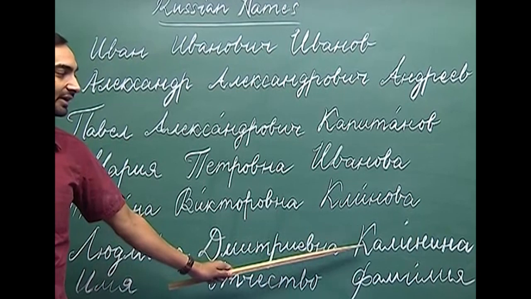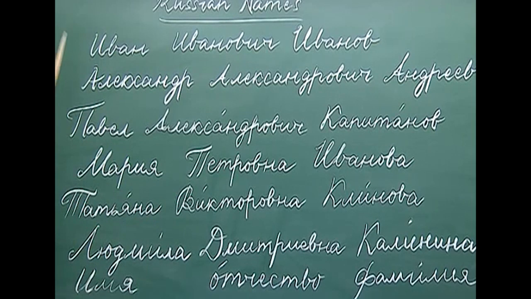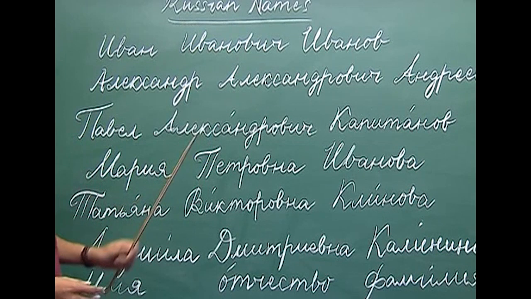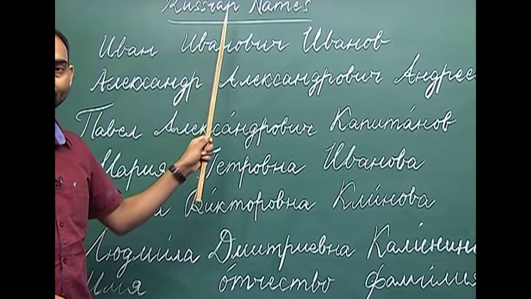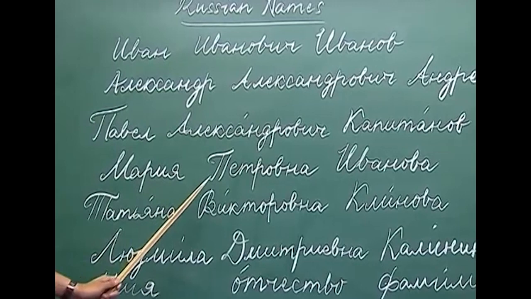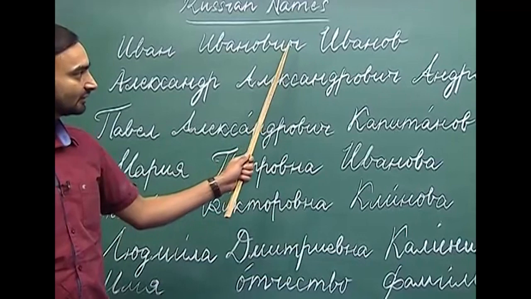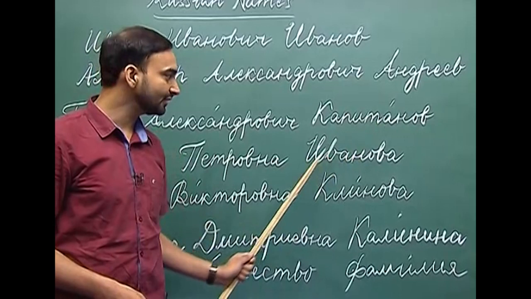So, as you can see, each Russian name consists of three components. The first one is here: Ivan, Alexander, Pavel, Maria, Tatiana, Ludmila. The second component is somewhere in the middle: Ivanovich, Alexandrovich, Petrovna, Viktorovna, Dmitrievna. And the last one, the third one: Ivanov, Andreev, Kapitanov, Ivanova, Klinova, Kalinina.